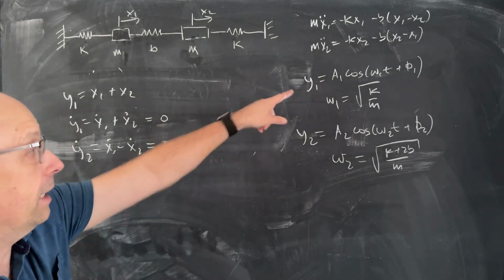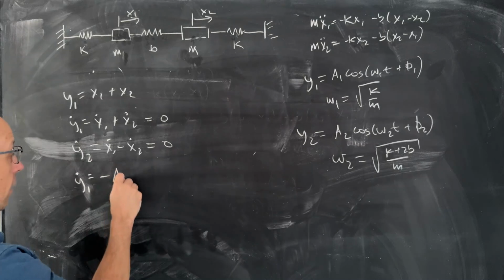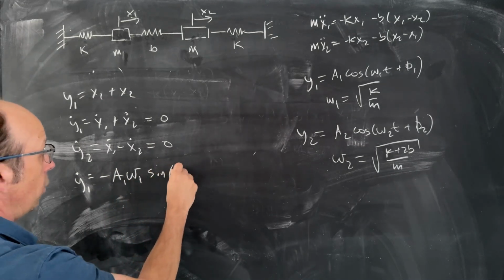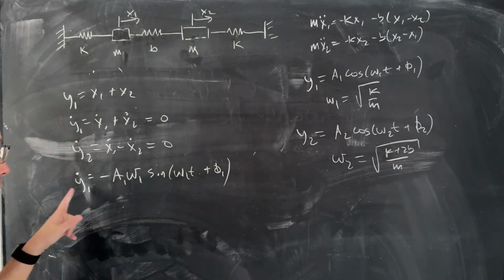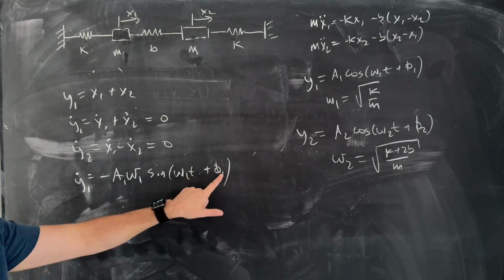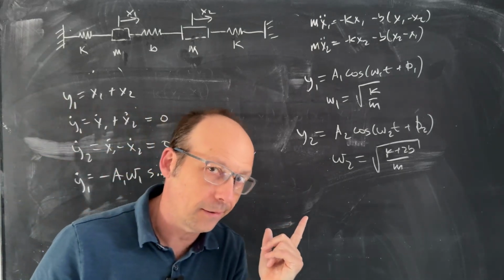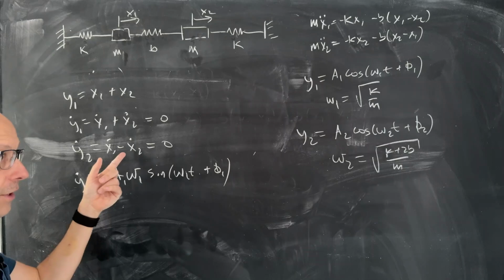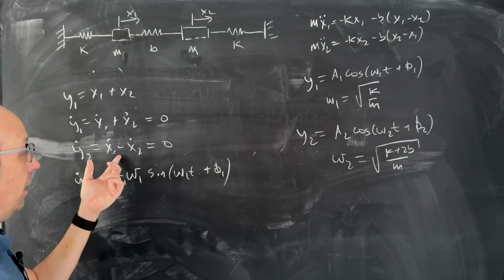So now let's go up here and take the derivatives of our functions. y1 dot is going to be negative a1 omega 1 sine of omega 1 t plus phi 1. If y1 dot is 0 at t equals 0, then the only way for it to work is for phi 1 to be 0, or a1 to be 0, but that's not going to happen. There's actually more than one way, but phi 1 is 0.